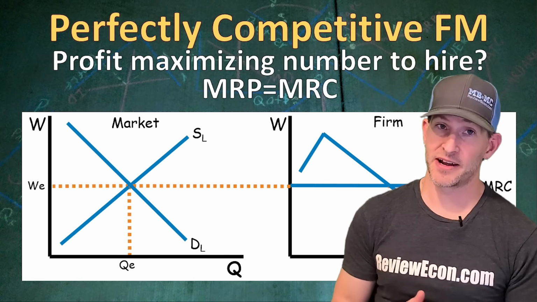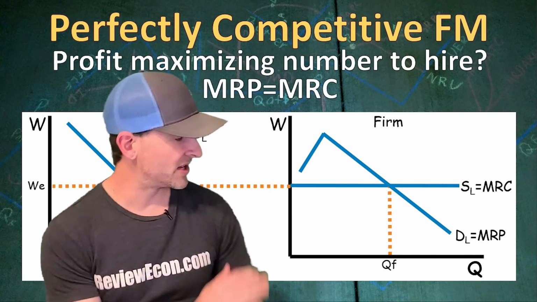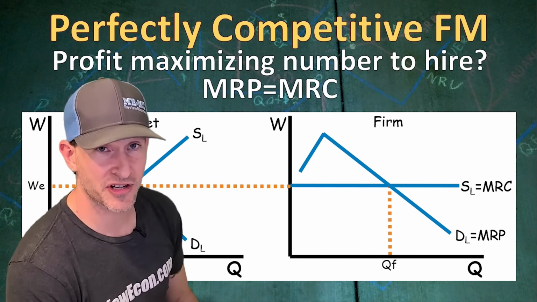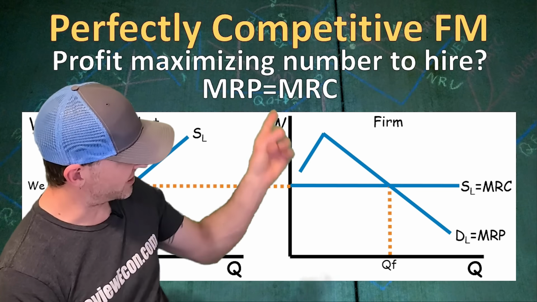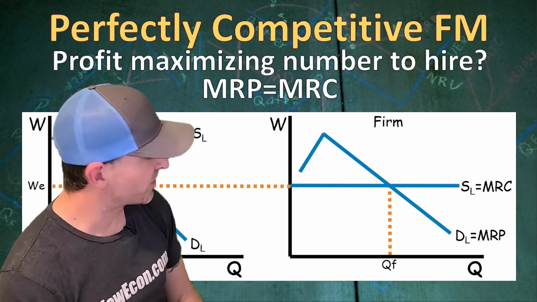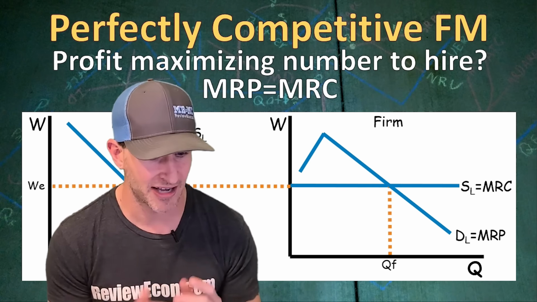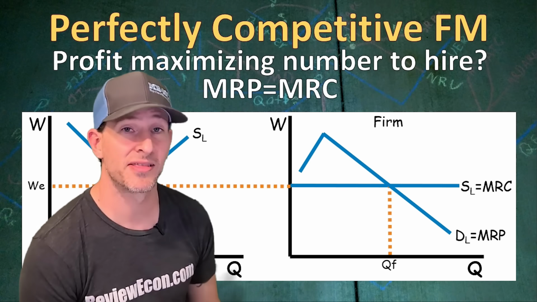And for the perfectly competitive factor market, the market sets the wage, and that wage becomes the supply curve or marginal resource cost for the firm. The firm has their demand curve, that is the marginal revenue product curve, and where the marginal revenue product equals the marginal resource cost, also called marginal factor cost, that is the quantity of workers this firm is going to hire.